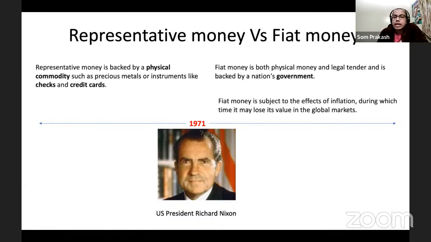So now you understand the difference between fiat money, representative money, and commodity money. Hope you understood now what fiat money is and how we can utilize it. Fiat money is nothing but the government currency you are using for any product or services, whatever we want to have.